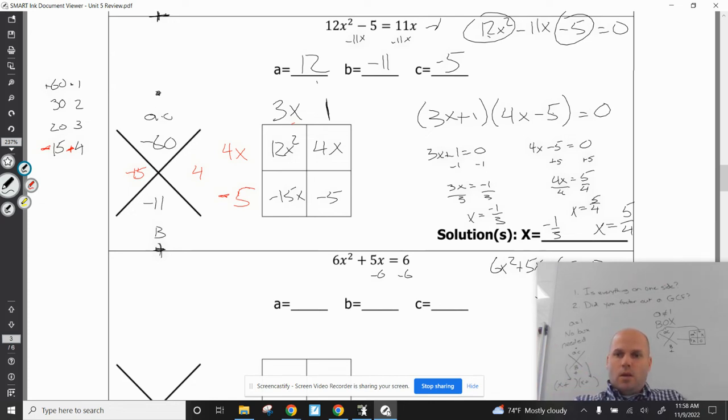Okay? There are more problems where A does not equal 1 than A equals 1 on your test. We need to practice these more. Don't just assume, oh, I know how to do this, so I'm going to just do this all the time.